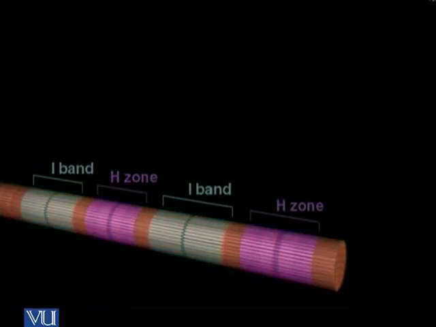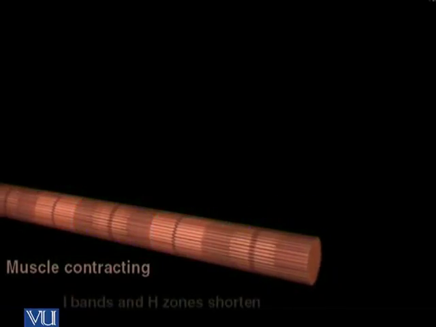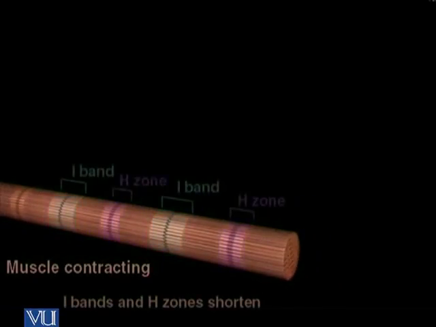Now, the zones that we talked about: the I band, which is the zone where you just have thin filaments, and the H zone, which covers the entire length of the thick filaments. This is the process. The filaments are sliding. The thin filaments slide inwards towards the thick filaments. When the thick filaments, which are made up of myosin, are activated, these filaments slide, resulting in muscle contraction.